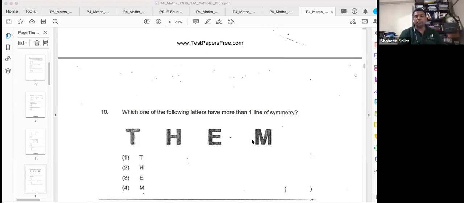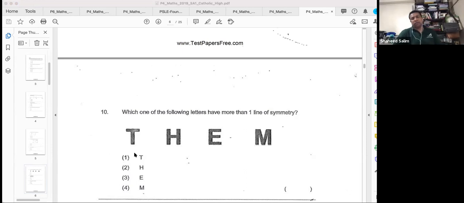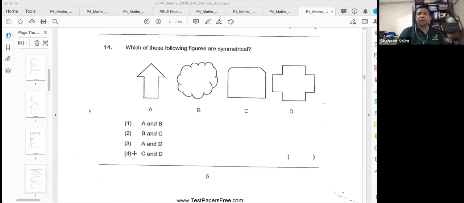Maybe instead of telling me the answer, you tell me how many lines of symmetry each of them has. T, how many lines of symmetry? 1. H, how many lines of symmetry? 2. E, how many lines of symmetry? 1. M, how many lines of symmetry? 1. Okay lah, you're a champion already. Okay, down here.